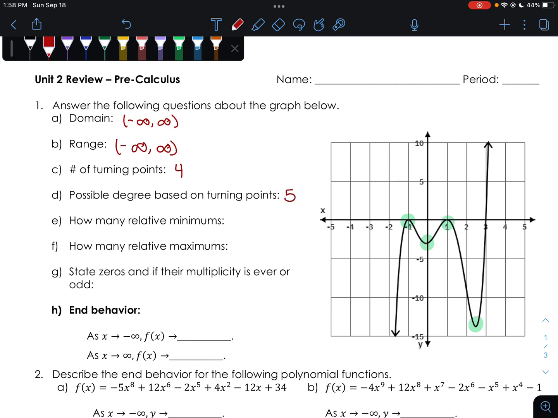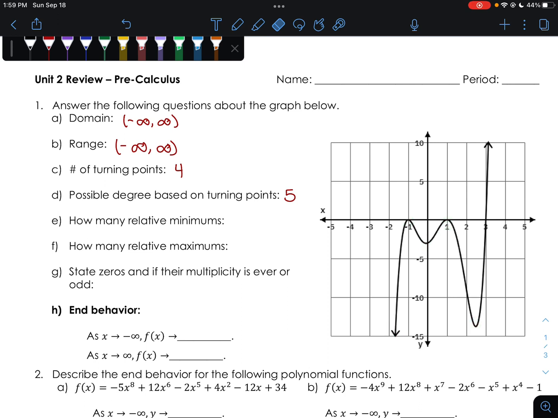And that makes sense because my ends are going in different directions. If they were going in the same direction, it would need to be even. But in this case, it's an odd number. 5 is odd. They're going in different directions, so that is reasonable.